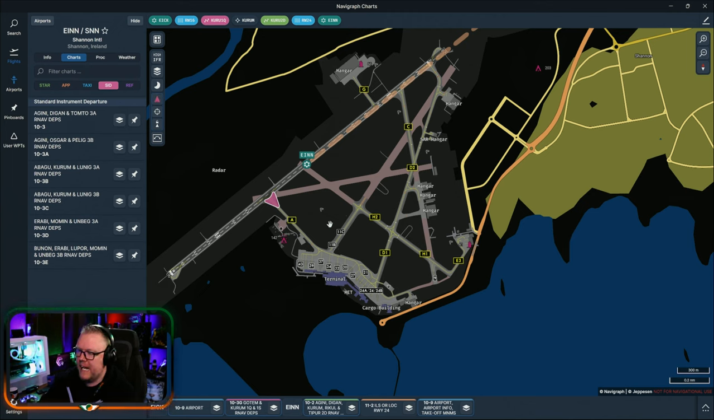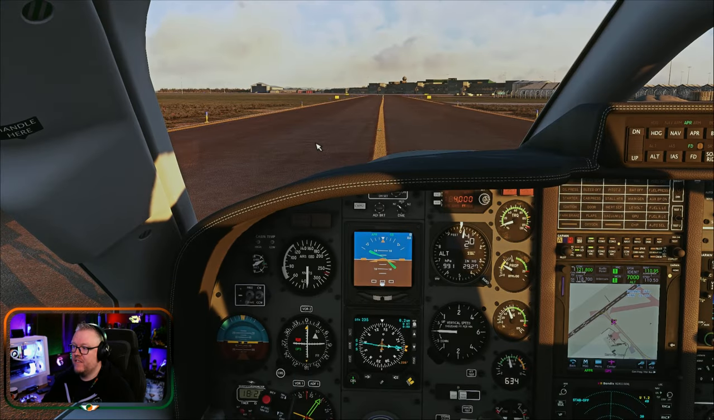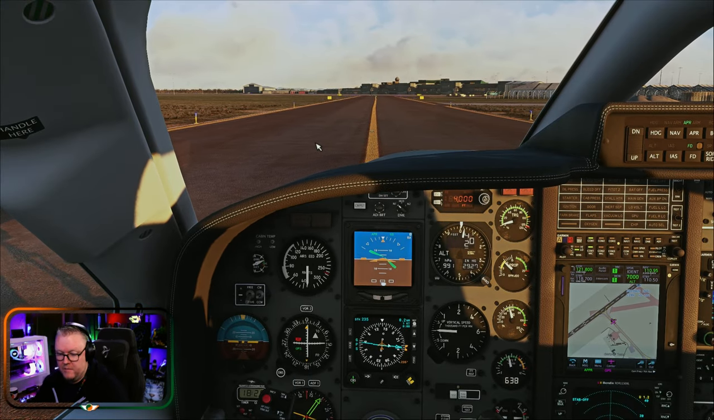Taxi Alpha and apron to GA parking, Firefly 235. So my instruction is Alpha across the apron to our General Aviation parking. And that's it. That is the full thing. I don't need to talk any more to ATC.